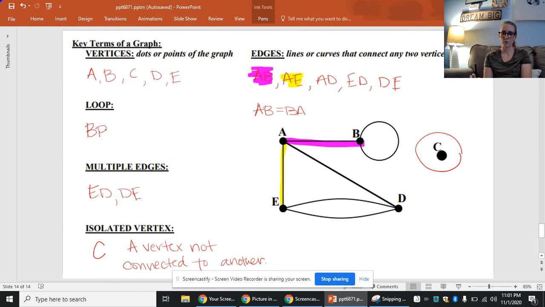Our loop here would be BB. So that's when you have a vertex that starts and ends back at itself. My circle got pretty bad. So that is called a loop.